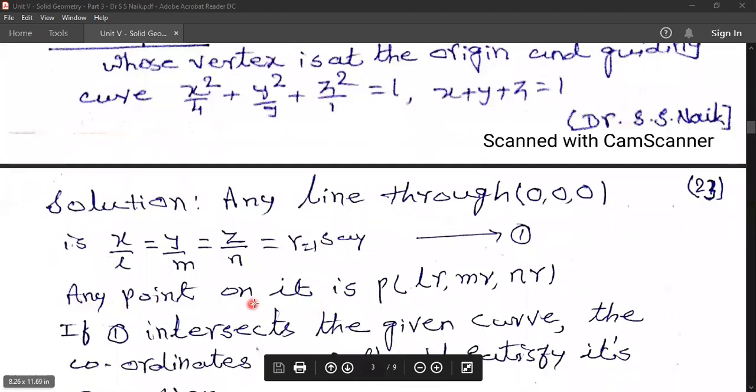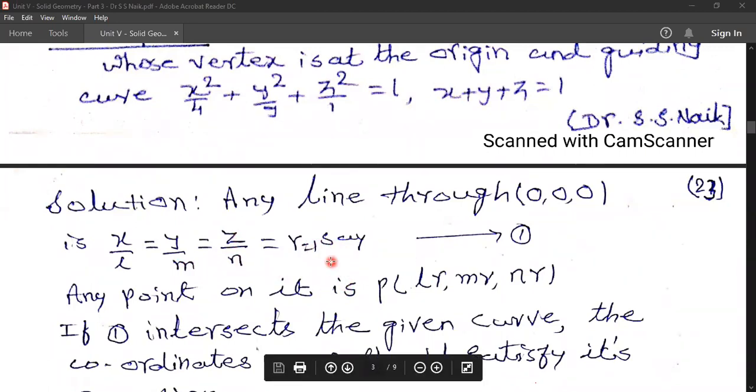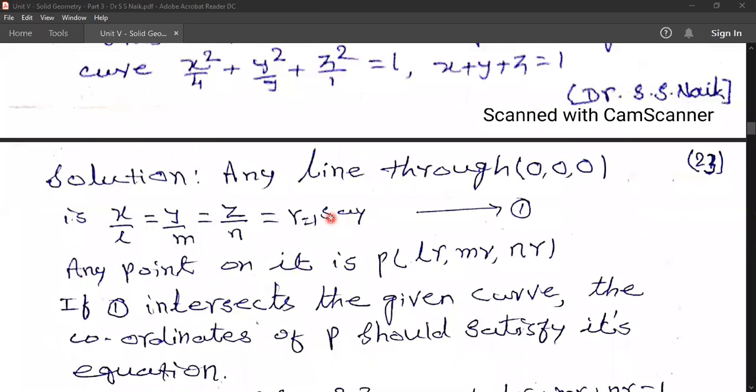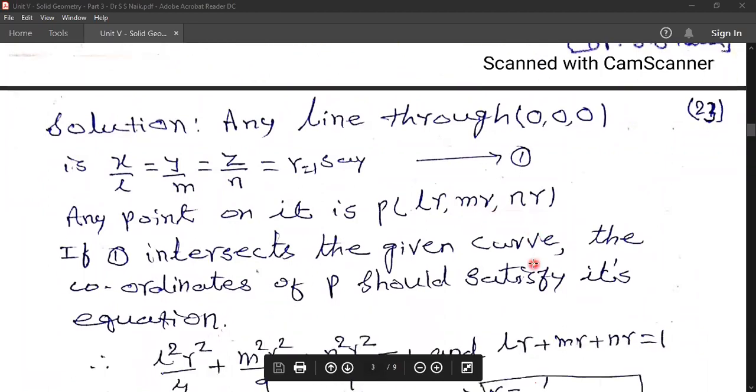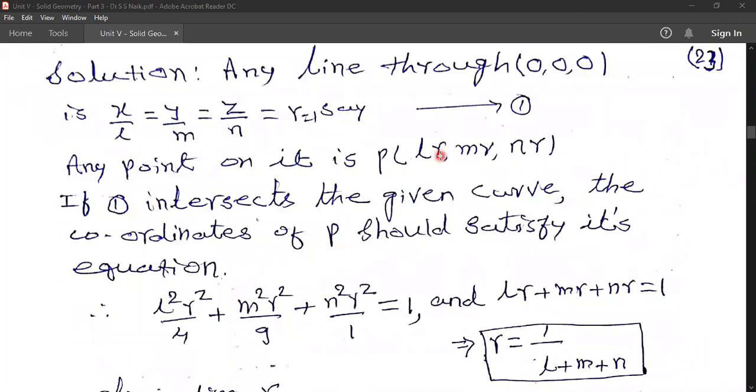So any point P on this line has x = lr, similarly y = mr and z = nr. So any point on this line you can put in the form lr, mr and nr. If it intersects the given curve, the coordinates of P should satisfy its equation, so x, y, z are now replaced by lr, mr and nr.